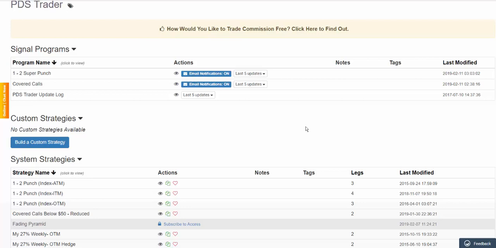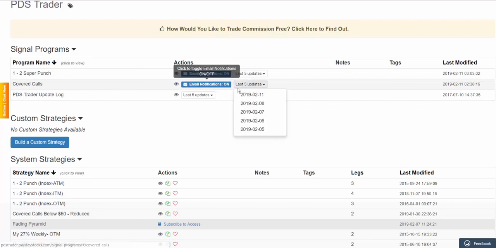What I'm going to do is start with the login page. When you log in to PDS Trader, this is what you'll see if you're a Covered Calls subscriber. You'll of course see the signals, and you can look at the last 5 updates, or you can look at the history of them all by clicking on this little eyeball.